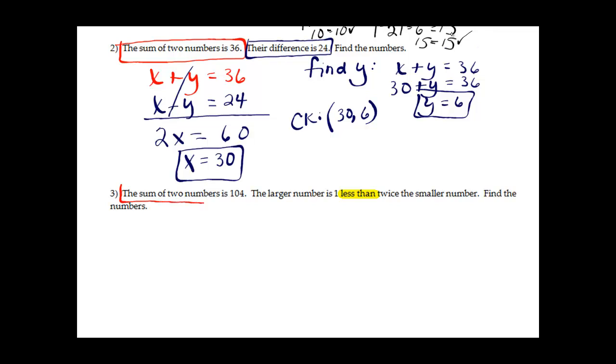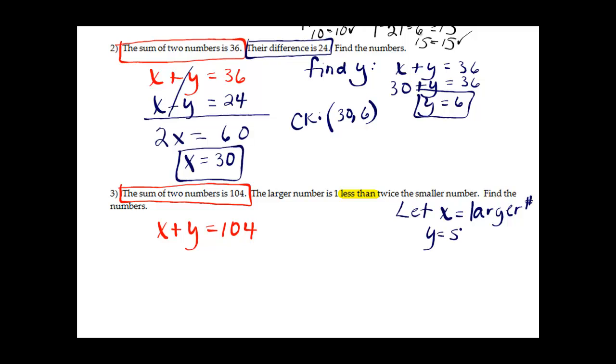All right, number 3, the sum of two numbers is 104. There is my first equation, giving me x plus y being 104. And the larger number is 1 less than twice the smaller. At this point, when we start describing our variables, we need a let statement. So I'm going to let x equal the larger number, and I'll let y be my smaller number.